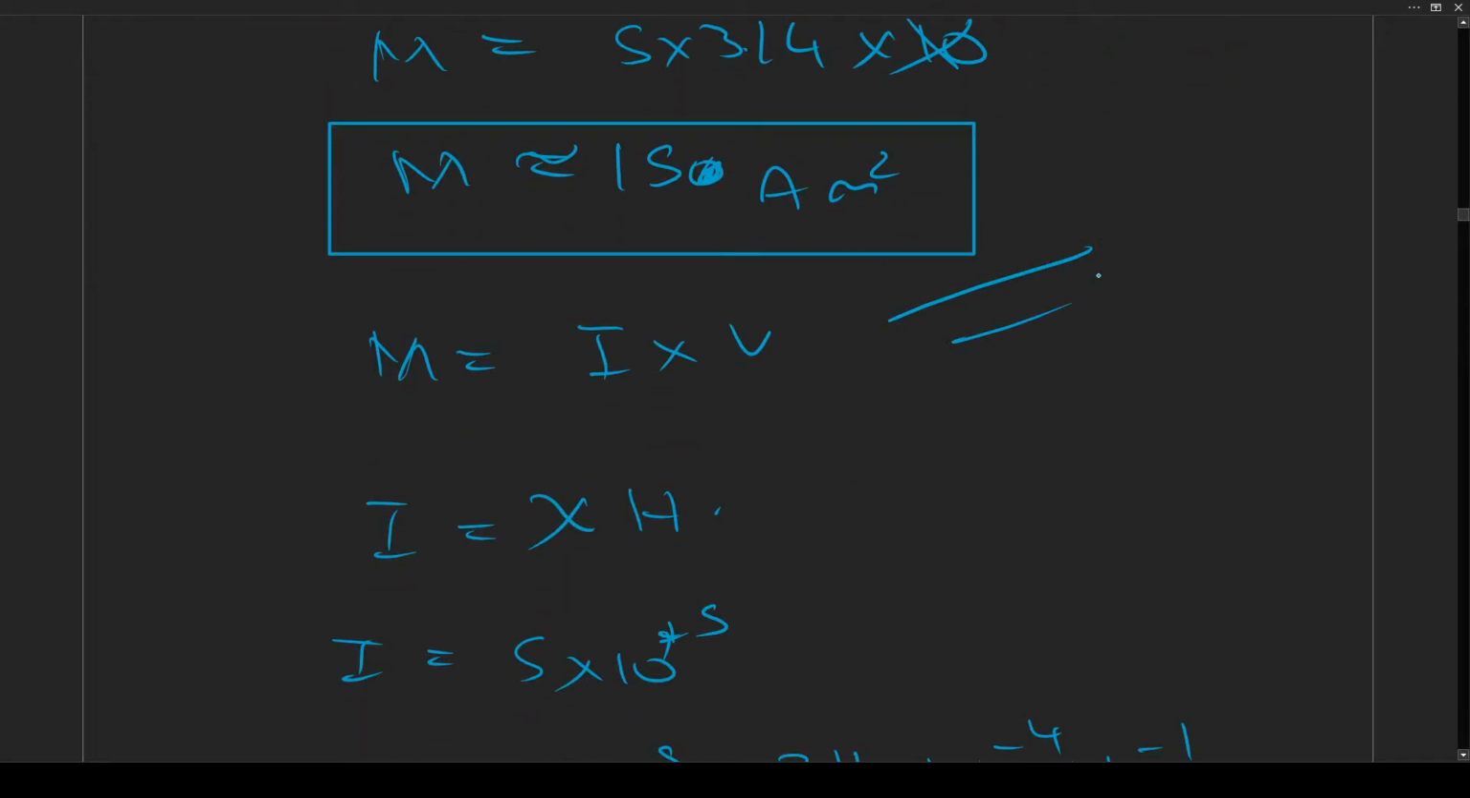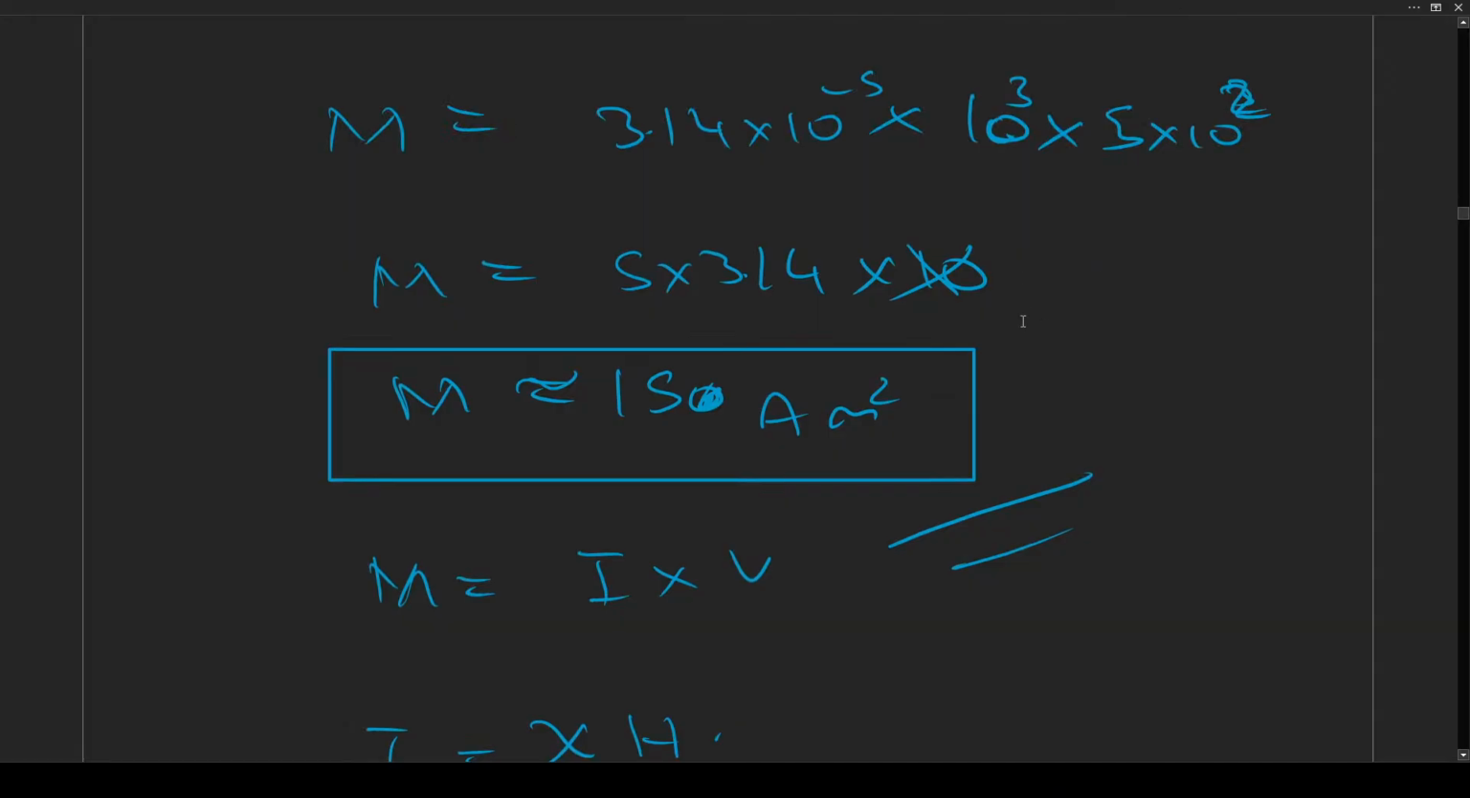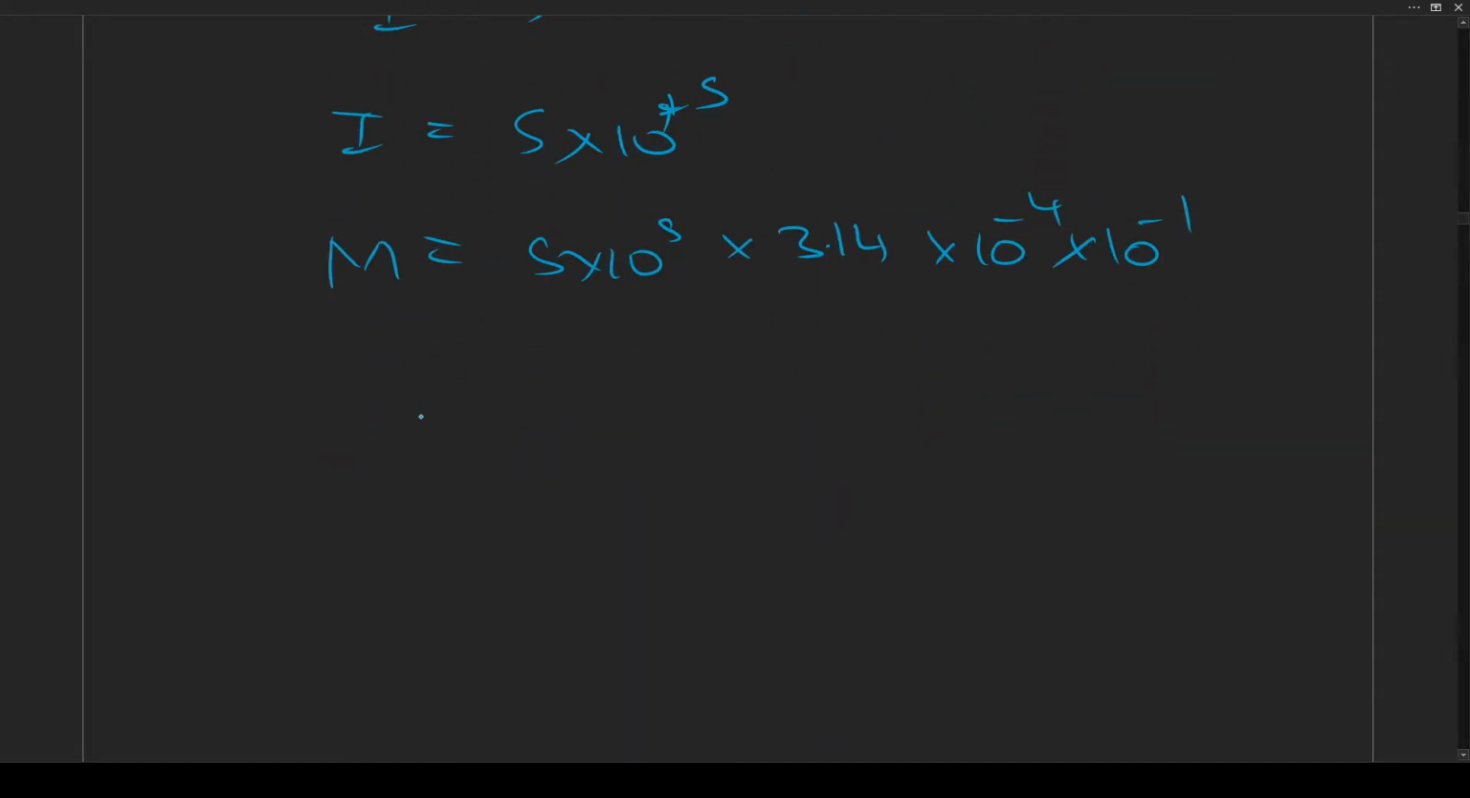So yes, this is the final answer. This is an approximate value, magnetic moment is equal to 15 ampere meter square, and the exact value we will get as 17, a very close value, which is 17.7 ampere meter square. This is the magnetic moment.